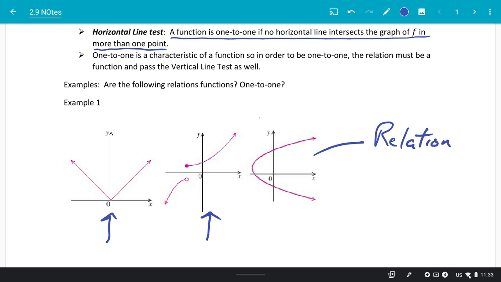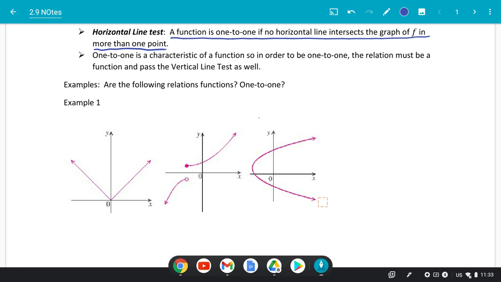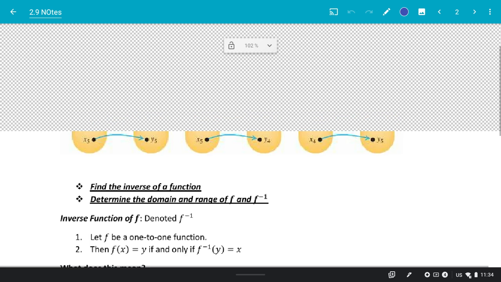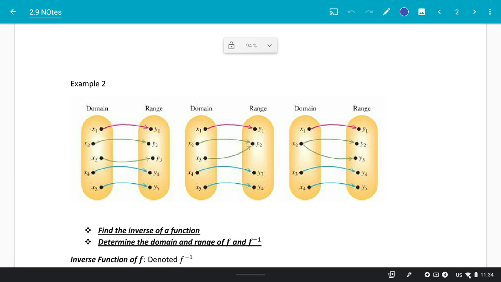Not that big a deal, but it's not a function, but it would pass the horizontal line test. You can have something that's not a function still be 1-to-1. But if it's not a function, we're not going to really be doing anything to it or with it anyhow. Okay? How about these? Example 2.